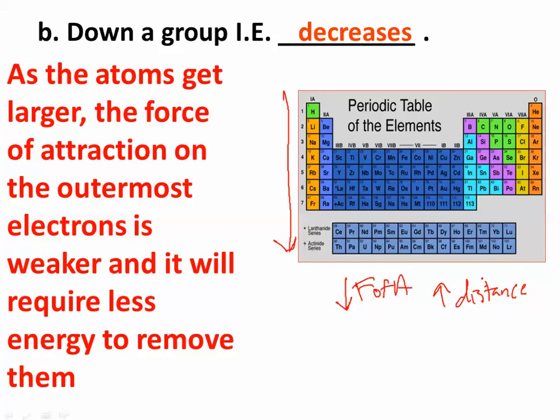And here's our nice, pretty explanation. As the atoms get larger, the force of attraction on the outermost electron is weaker, and it will require less energy to remove it. Sorry, I made some changes on this, and I've made a few grammatical errors, so please learn from my mistakes.